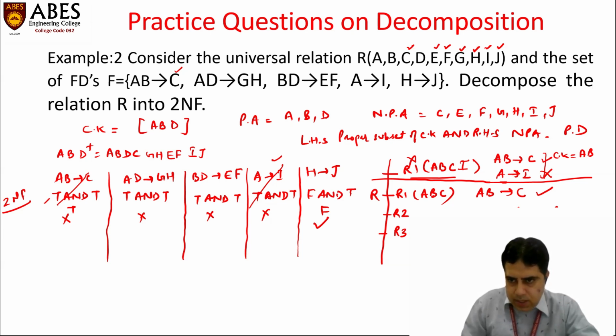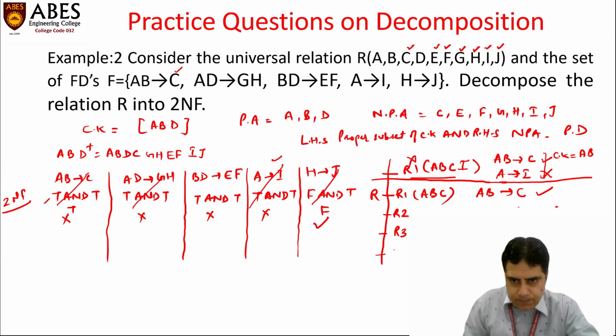So here the candidate key is AD. Now this is in 2NF because this is the candidate key. Now HJ. H is not a proper subset, so no partial dependency exists in this. So this is also in 2NF. So we can take both functional dependencies into one table. So R3 is ADGHJ.